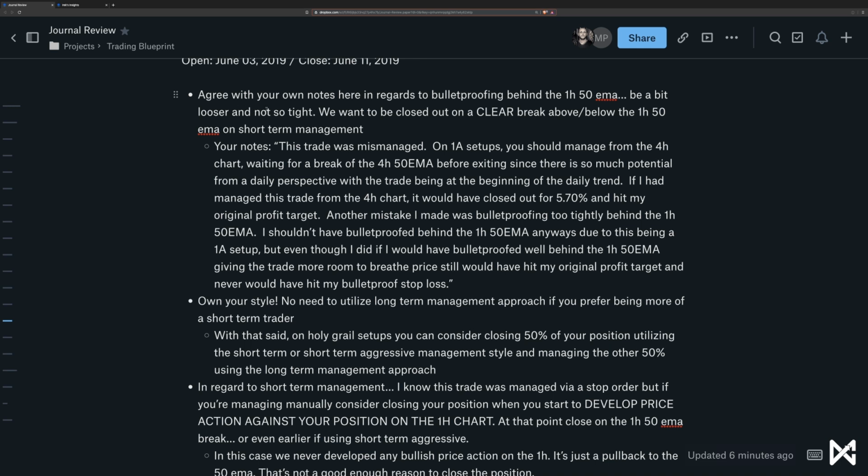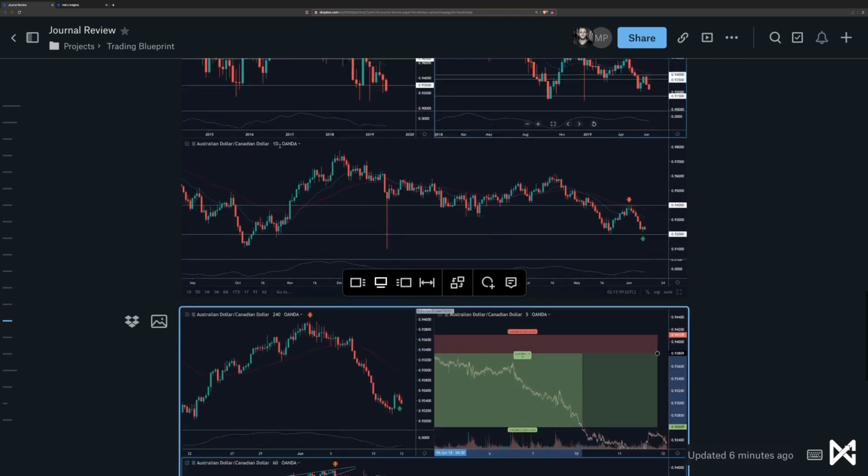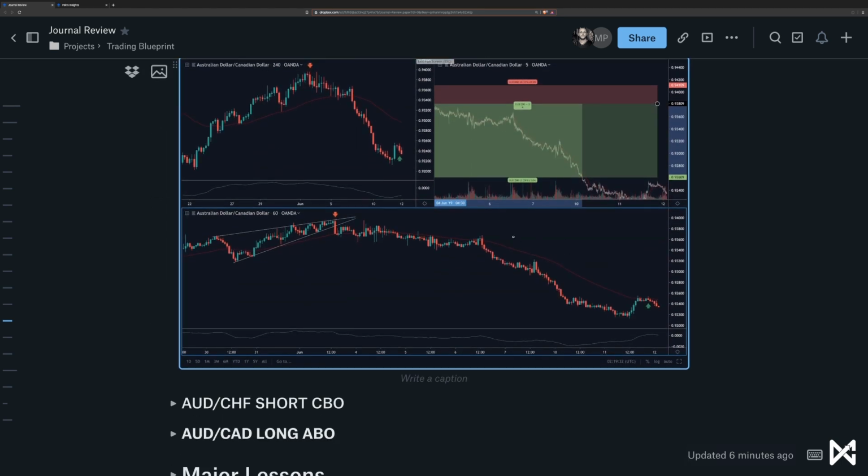Be a bit looser and not so tight. We want to be closed out on a clear break above or below that 1 hour 50 EMA on short-term management. So this is what I meant here, right? He was using short-term management trailing that 1 hour 50 EMA, but it didn't even break. It didn't break that 1 hour 50 EMA and he got stopped up, or he closed the position. So you've got to be a little bit looser.